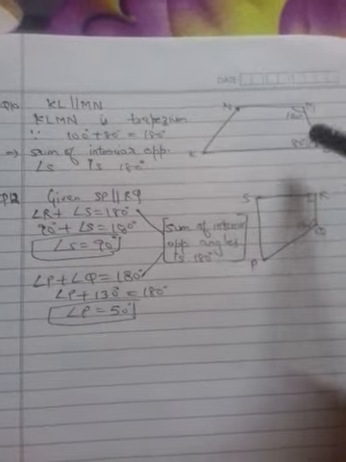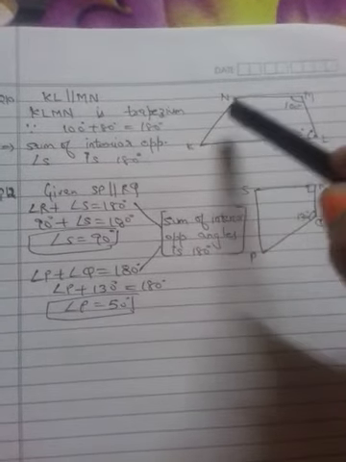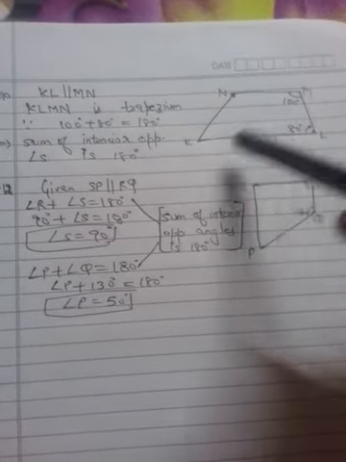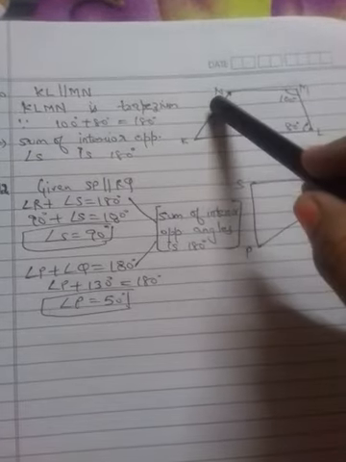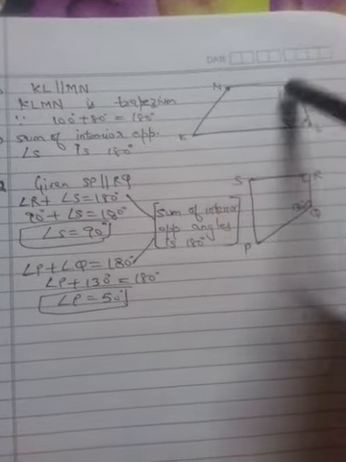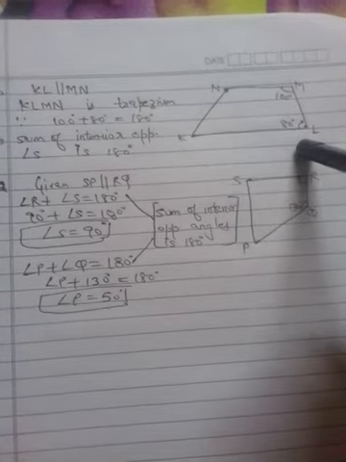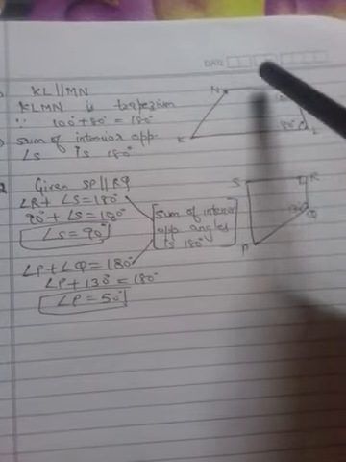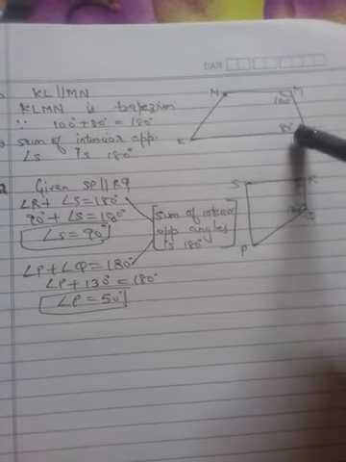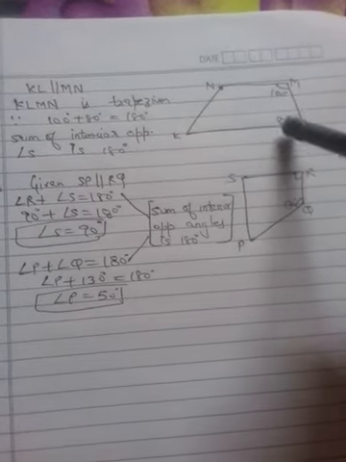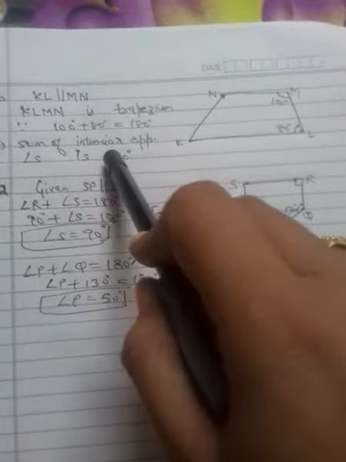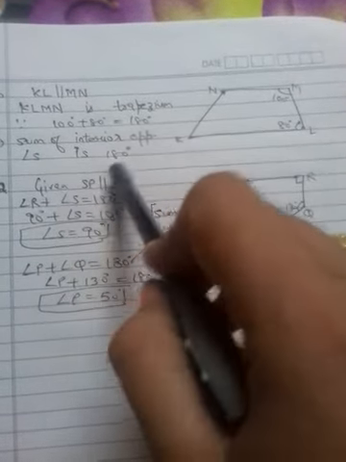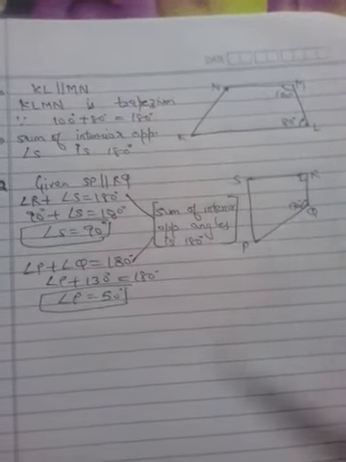So this is the reason we will say that KL is parallel to MN and KLMN is a trapezium, because 100 plus 80 gives 180. The reason is that the sum of interior opposite angles is 180. That's why it is a trapezium.